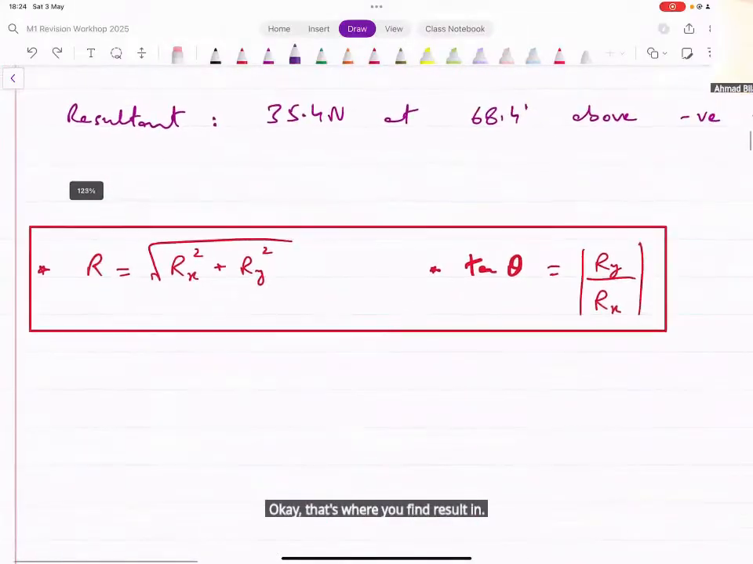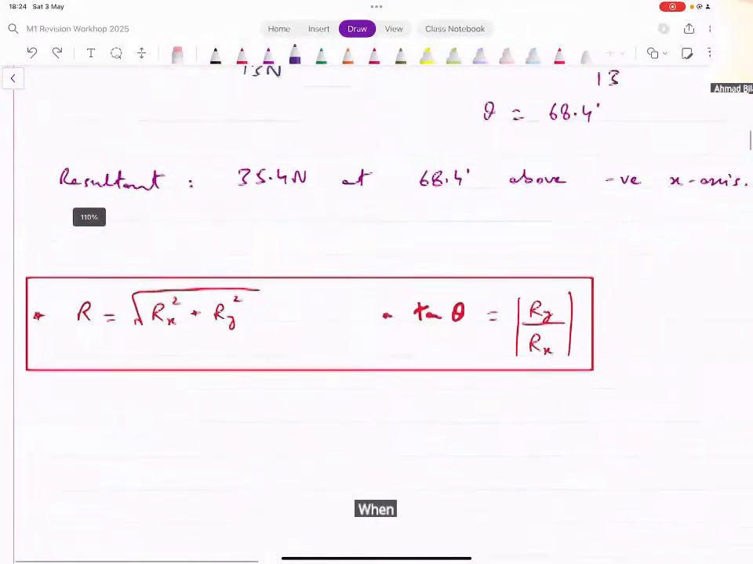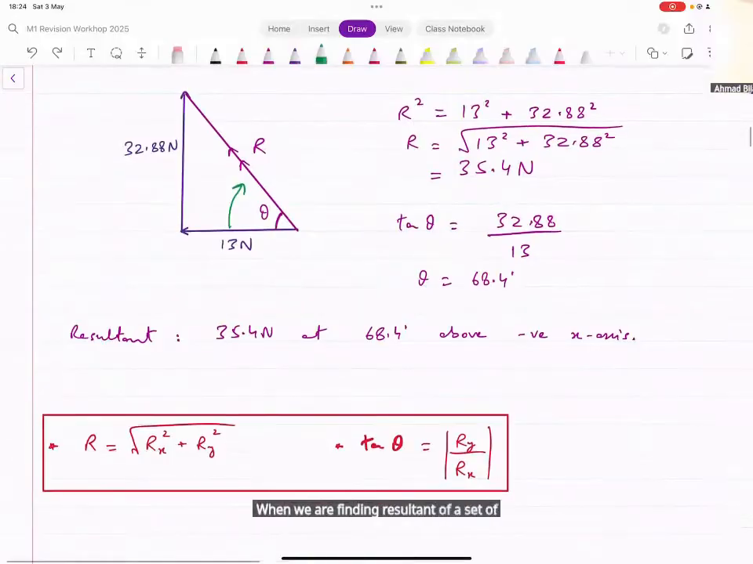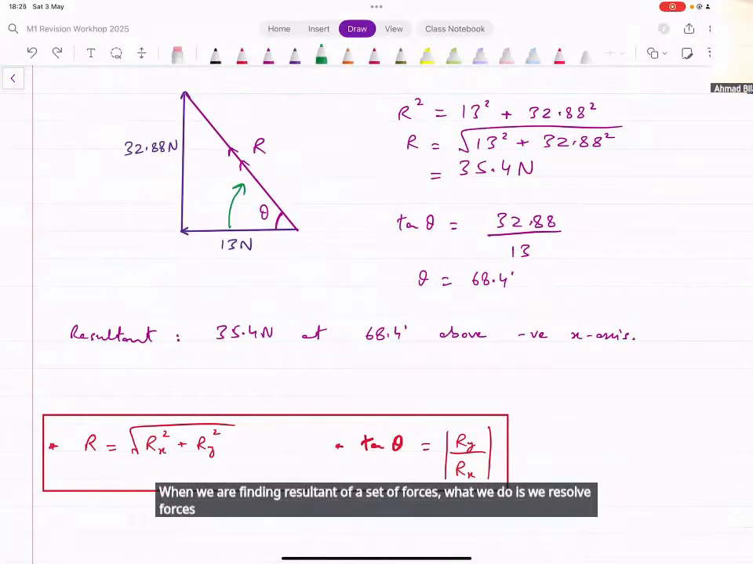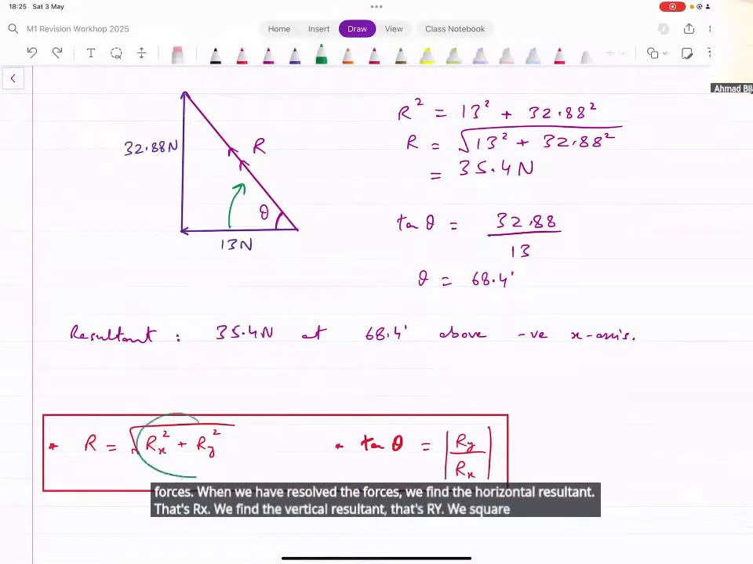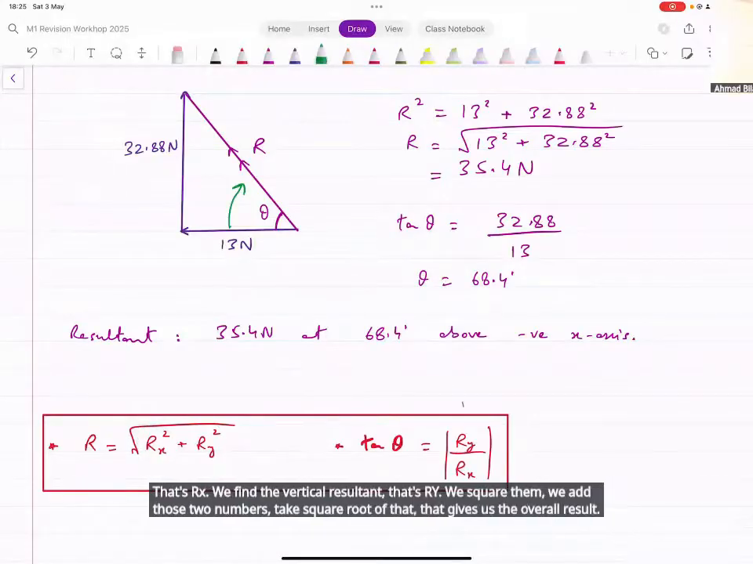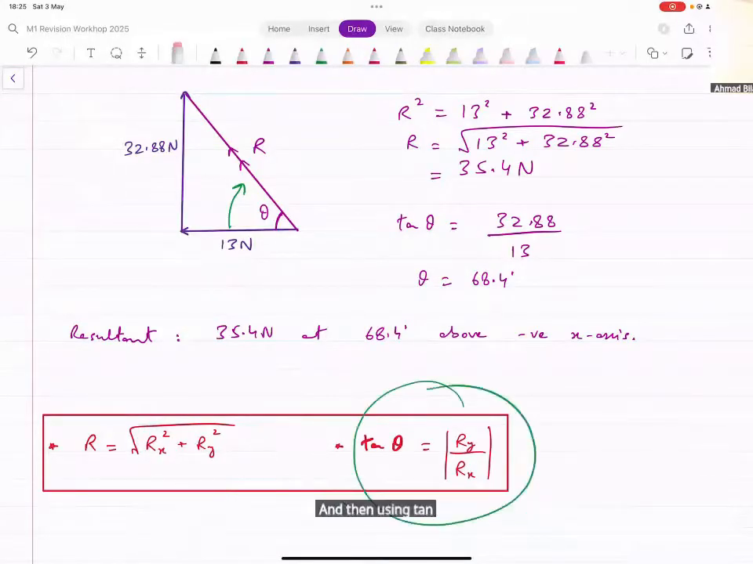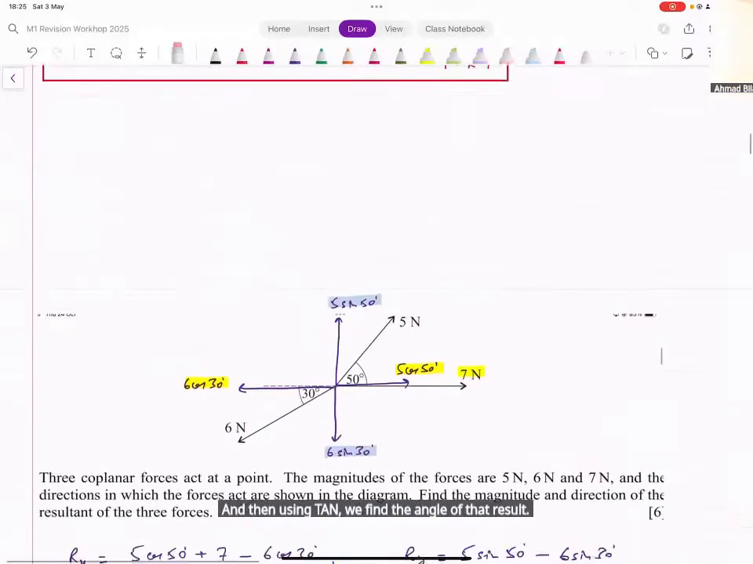So that's what we do. When we are finding the resultant of a set of forces, we resolve the forces. When we have resolved the forces, we find the horizontal resultant, that's Rx. We find the vertical resultant, that's Ry. We square them, add those two numbers, and take the square root of that, which gives us the overall resultant. Then using tan, we find the angle of that resultant, and then we can describe that resultant.